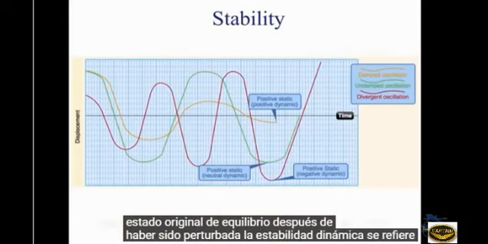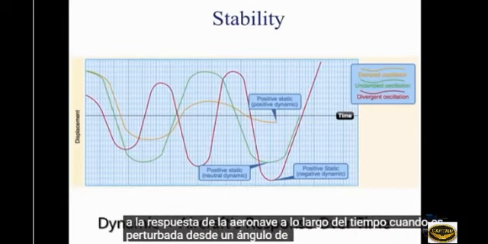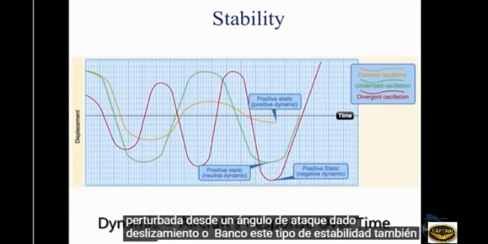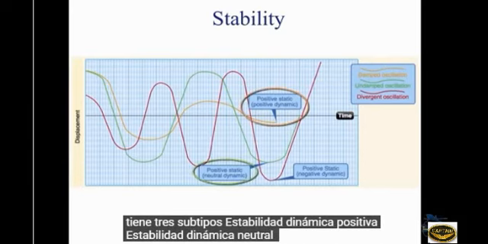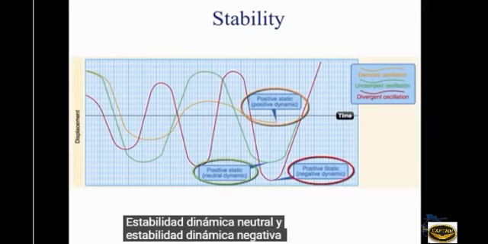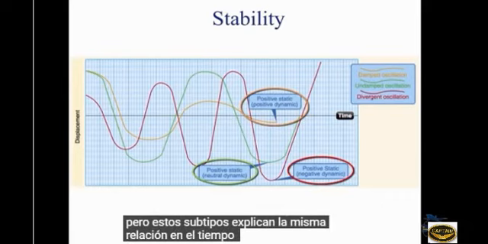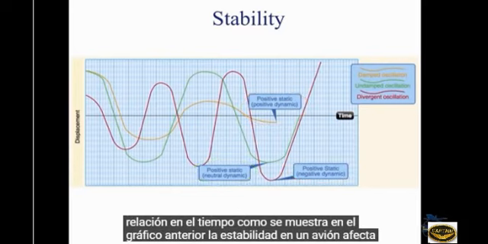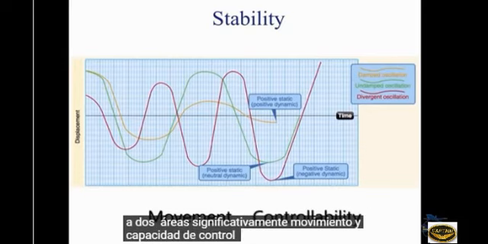Dynamic stability refers to the aircraft response over time when disturbed from a given angle of attack, slip, or bank. This type of stability also has 3 subtypes: positive dynamic stability, neutral dynamic stability, and negative dynamic stability. These act in the same way as the static subtypes, but these subtypes explain the same relation over time as shown on the above graph. Stability in an aircraft affects 2 areas significantly: movement and controllability.